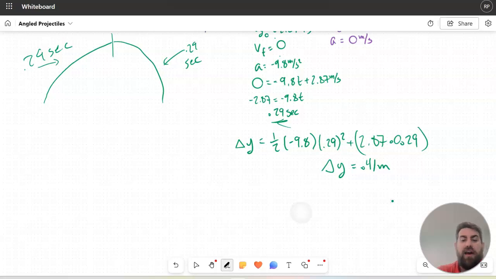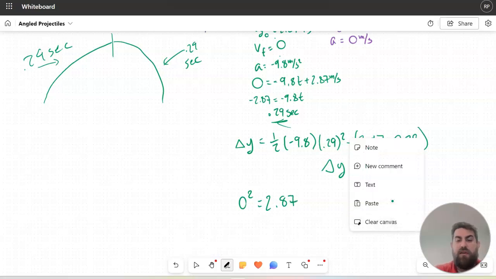We know our final velocity at the top is 0 squared equals 2.87 squared. Oop, erase that. Stupid autocorrect. Happens in your text messages. It happens in your physics homework as well.